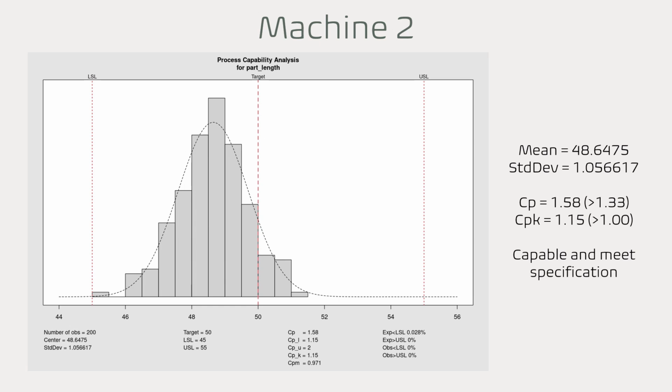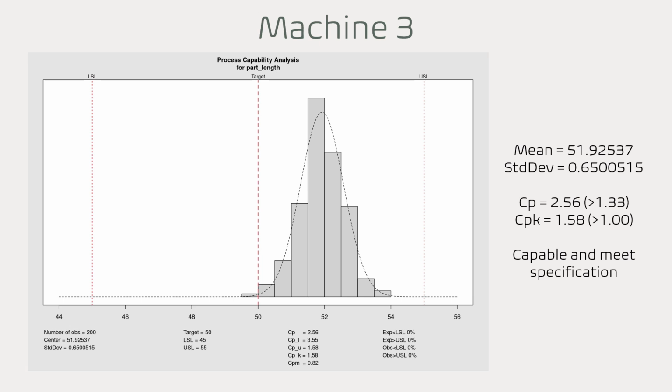For machine 2, the mean is 48.6473 and the standard deviation is 1.056617. For the process capability indices, CP for machine 2 is 1.58, which is greater than 1.33, and the CPK is 1.15, which is greater than 1. Hence, machine 2 also meets specifications.